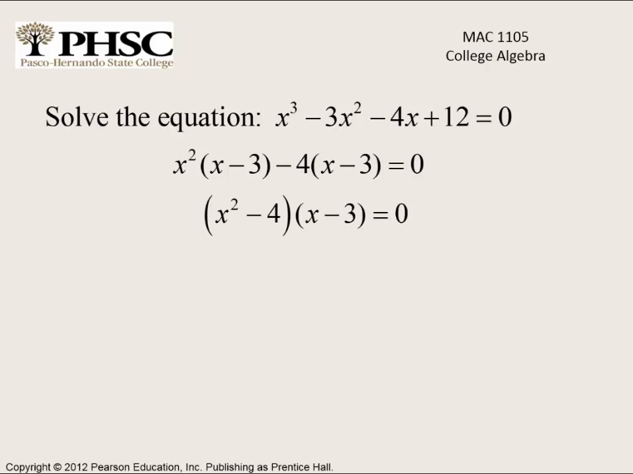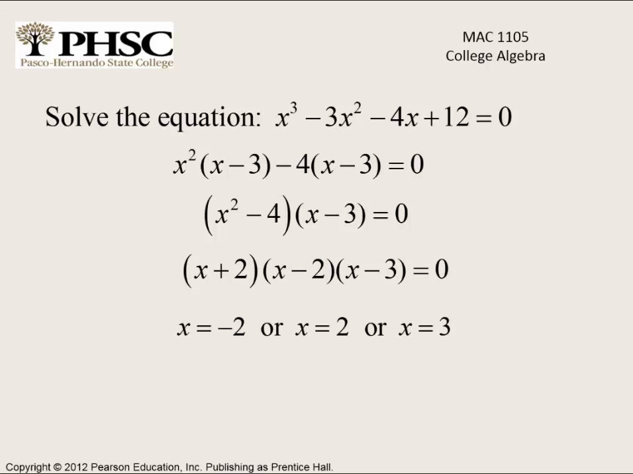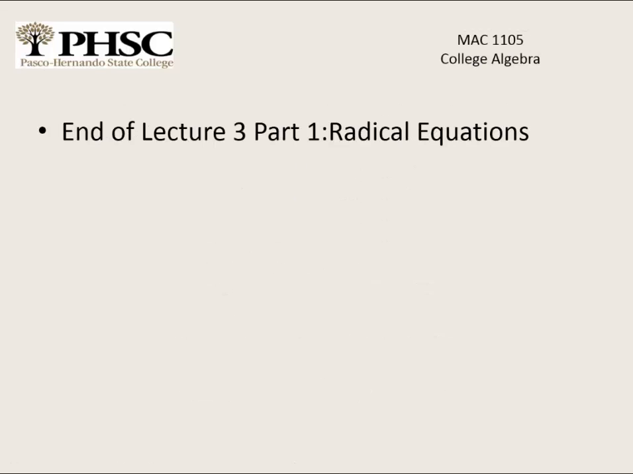Now x² - 4, we can factor even further, so that's (x + 2)(x - 2). We set each factor equal to 0, and then our solution set becomes -2, 2, and 3. And that's the end of part 1, radical equations.